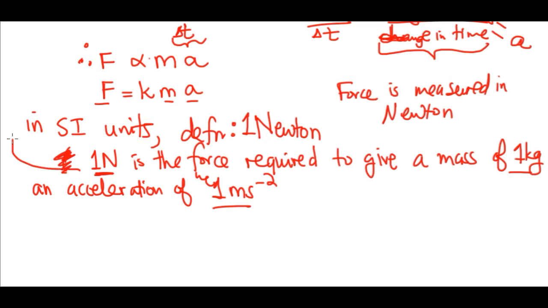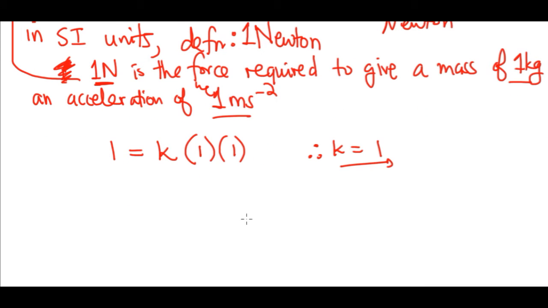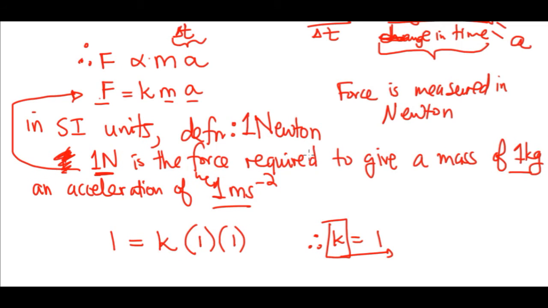Let's plug these values into our formula. When we plug it in, it says 1 Newton is equal to K times, we don't know what K is yet. What is our mass in this case? 1. What is our acceleration? 1. When you clean this up, you see that therefore K is equal to 1. And since K is a proportionality constant, it does not care what your M is or what your A is, it remains constant. That's why they're called proportionality constants. No matter what your M is, no matter what your A is, the proportionality constant is the same.